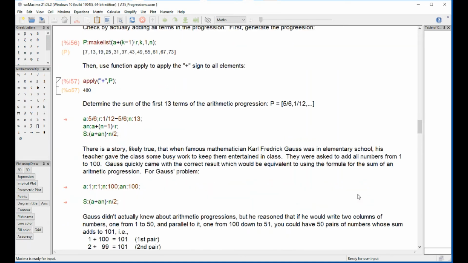Determine the sum of the 13 terms of the arithmetic progression, fix 6, 1 over 12. So fix 6 is the first term, the increment is this, and 13, this is the last term, and this is the sum.